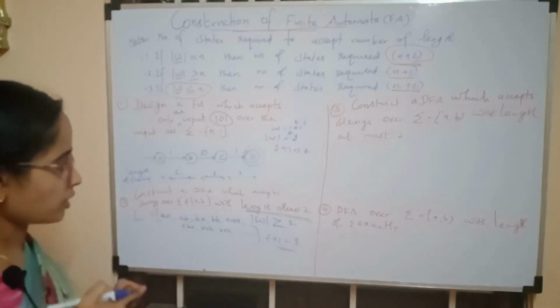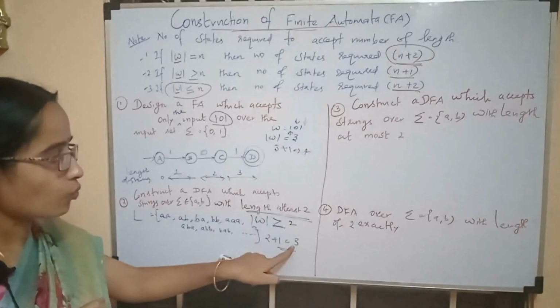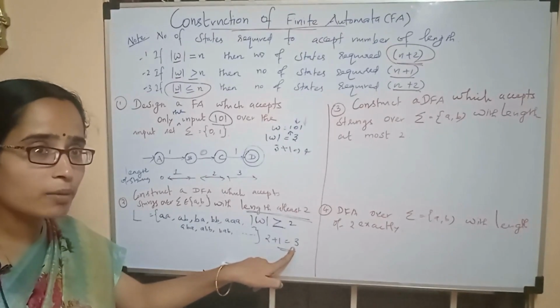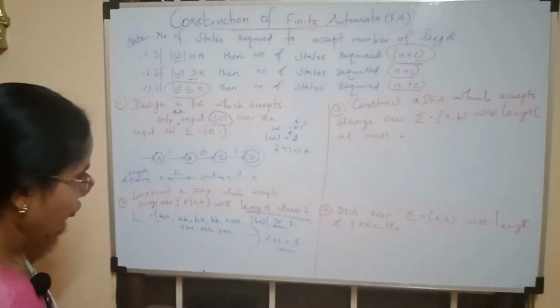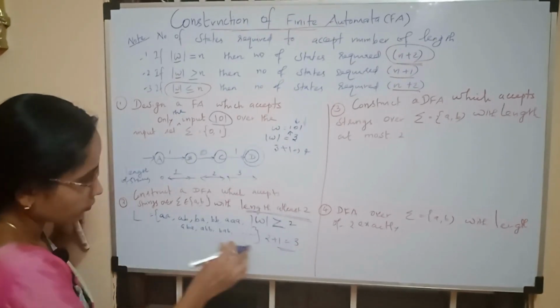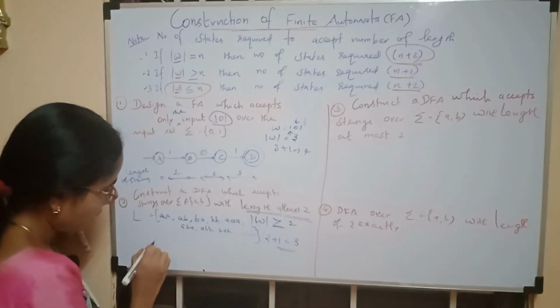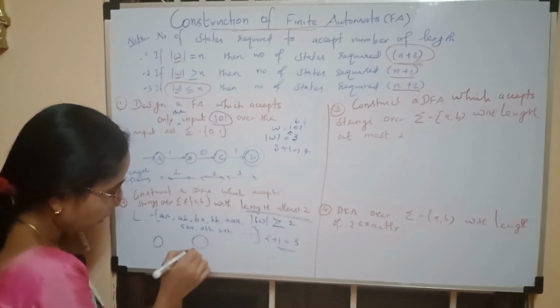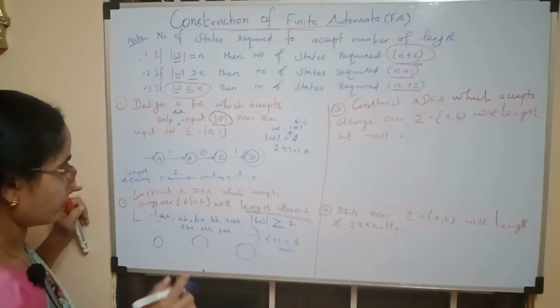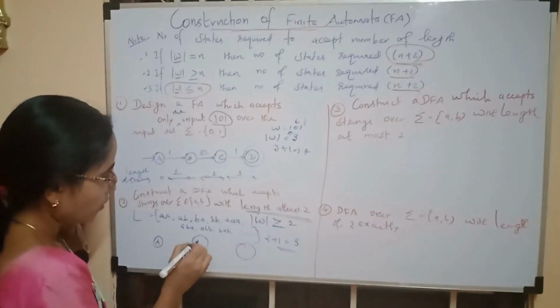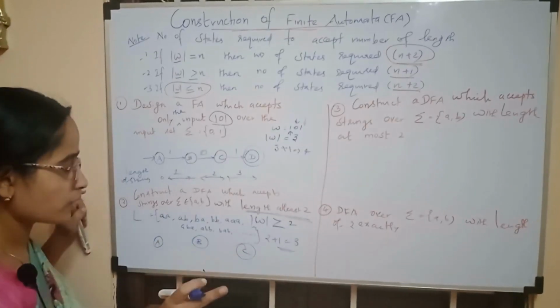This is the problem statement given. So first of all you have to find out how many states are needed for this finite automata, that is, the deterministic finite automata. So now you have 3 states, right? You can also name them A, B, C, okay? 3 states you are having.